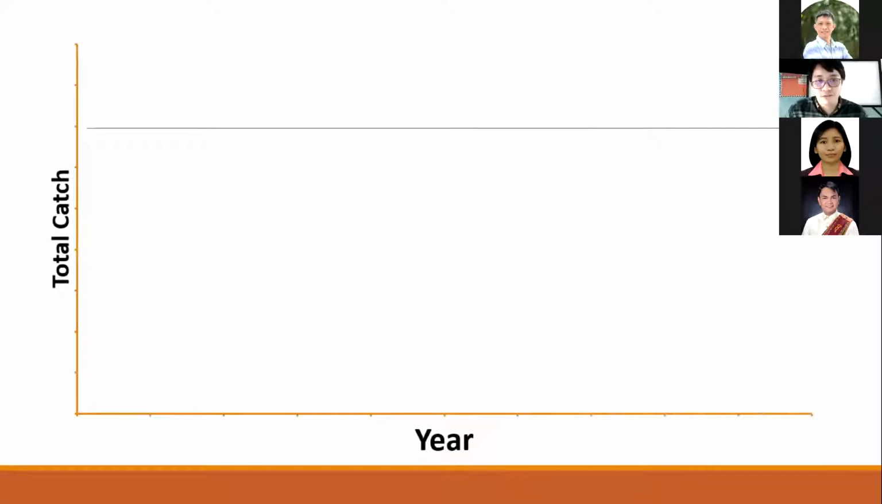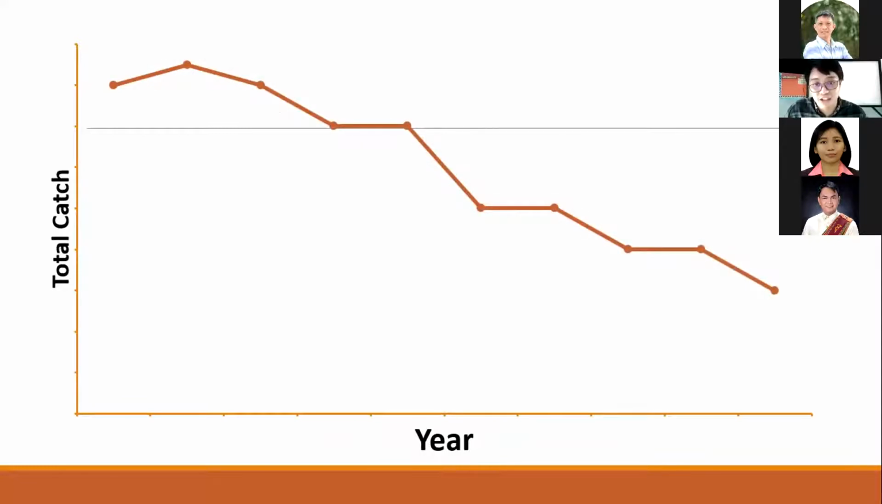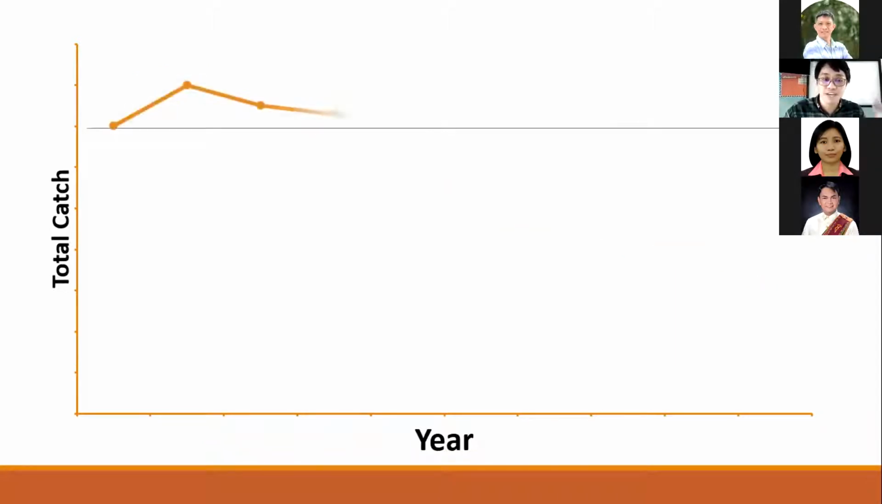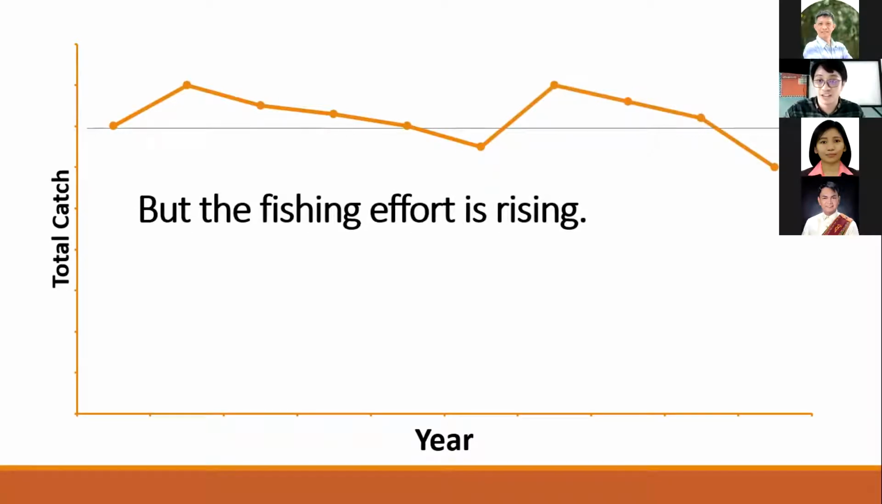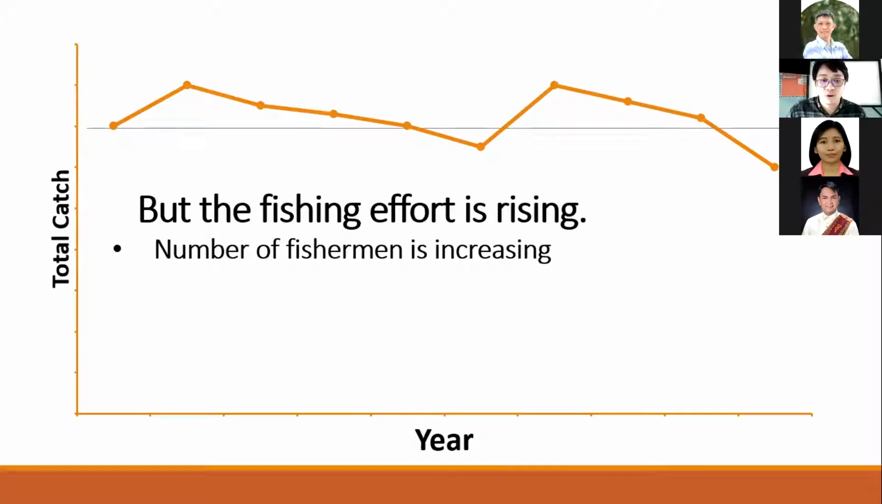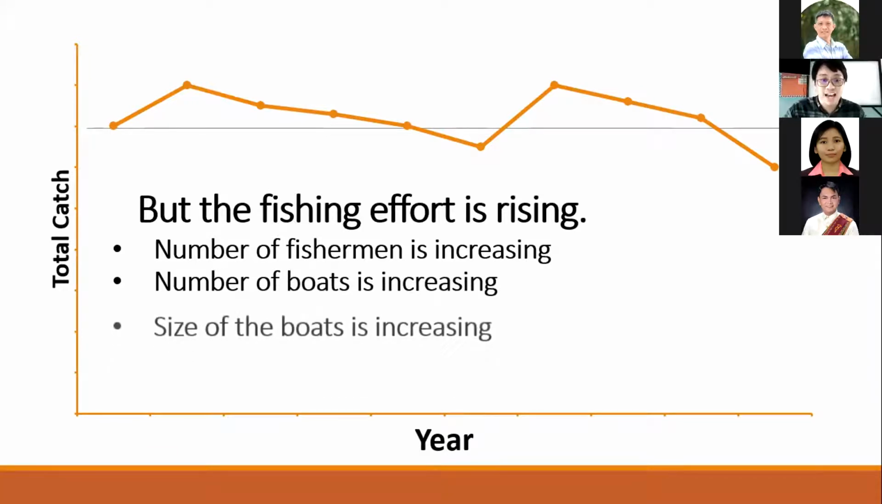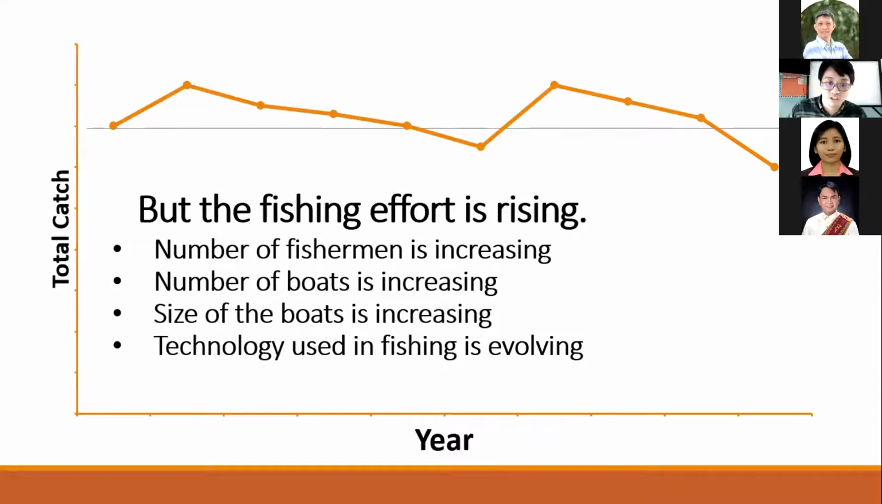So in this graph, we have the total catch and the year. The total catch can sometimes decline because of some environmental factors, but sometimes it's increasing or being maintained. Throughout the years, as we progress, the fishing effort is increasing, with advanced technologies. The number of fishermen and boats is increasing, as well as the size and added technologies that make the fishing industry faster.